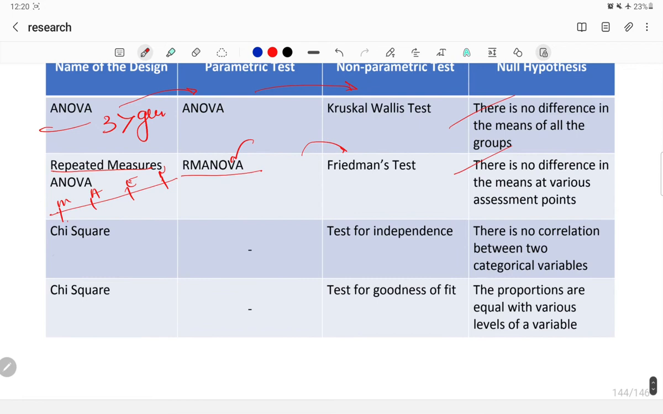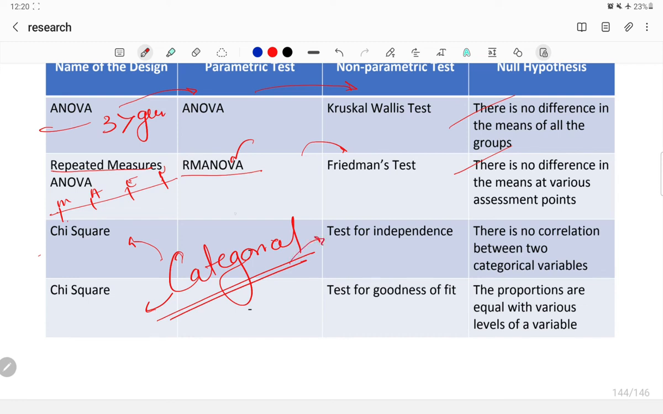Now this is the chi-square test, used for categorical variables. Categorical variables only have the chi-square test, so there is no parametric test, just non-parametric. There are two: the test for independence, where there are two variables, and the test for goodness of fit, when there is one variable with different proportions, same as repeated measures, different proportions.